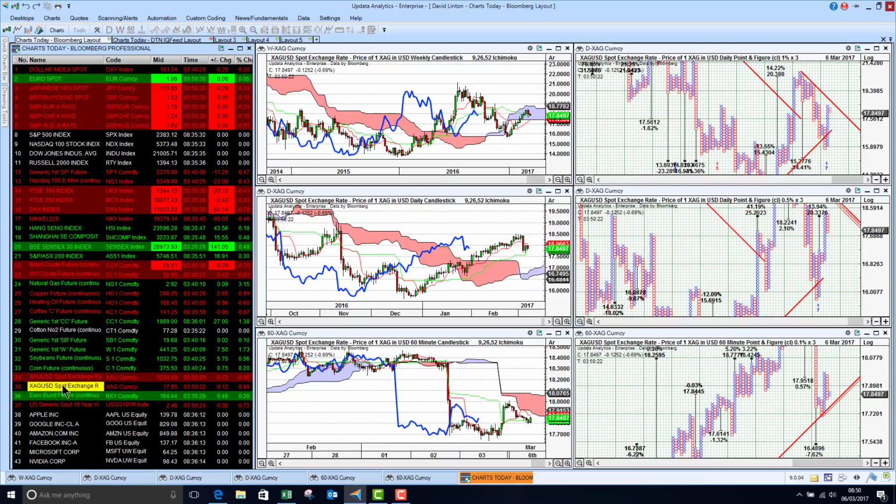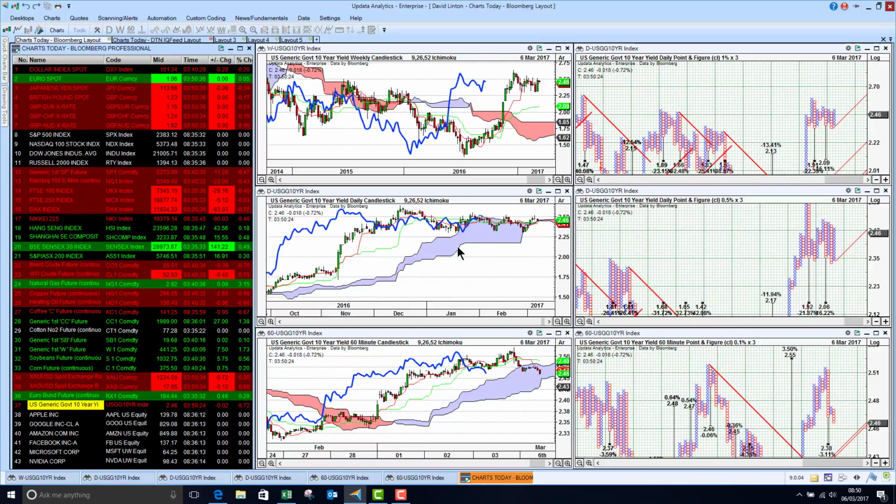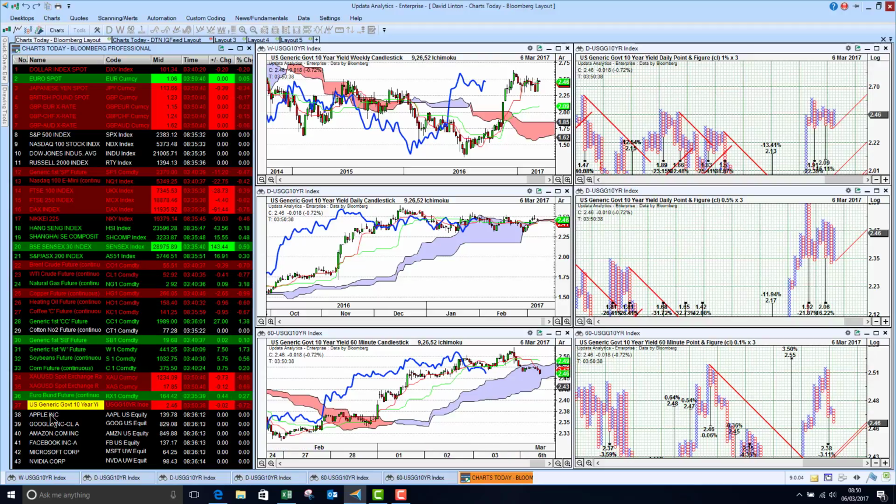Same with silver. If we take a look at the US Treasury yields, just sitting at this 246 level, again, just really range bound here. So at the moment, it's pretty bullish in all three time frames.